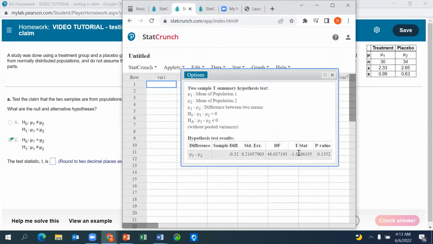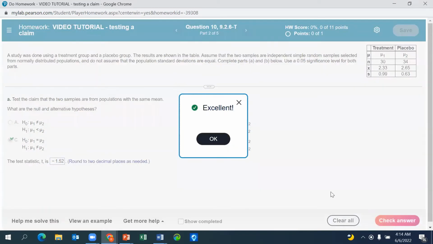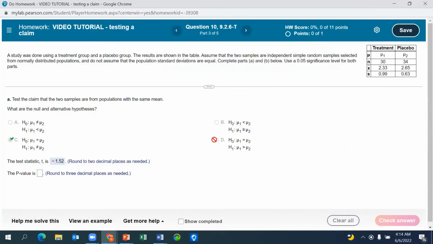And there you have it. We have our test statistic, which is negative 1.5196 or so. They want two decimal places. So it's going to be negative 1.52. So I'm just taking the two digits after the decimal point, and I'm going to have to change the last digit to 2. Let's check our answer, and that is the correct answer.